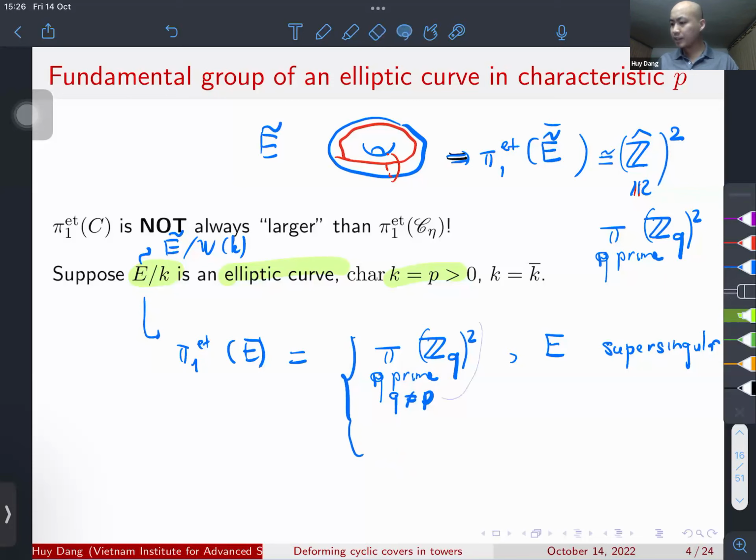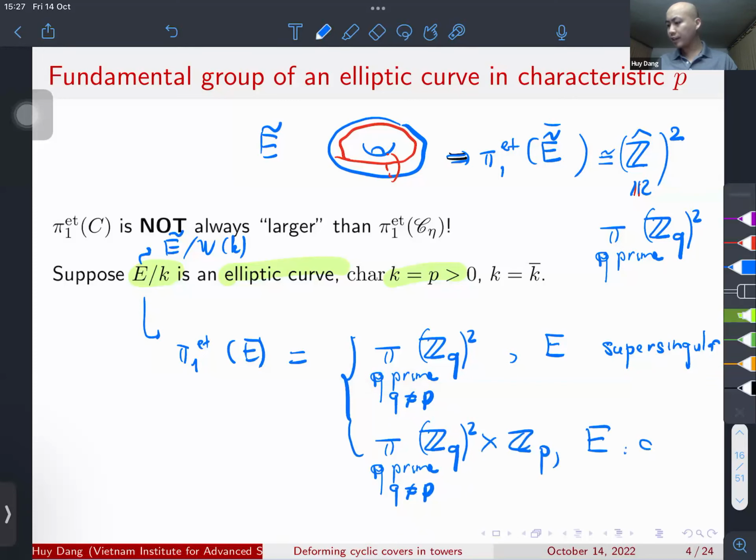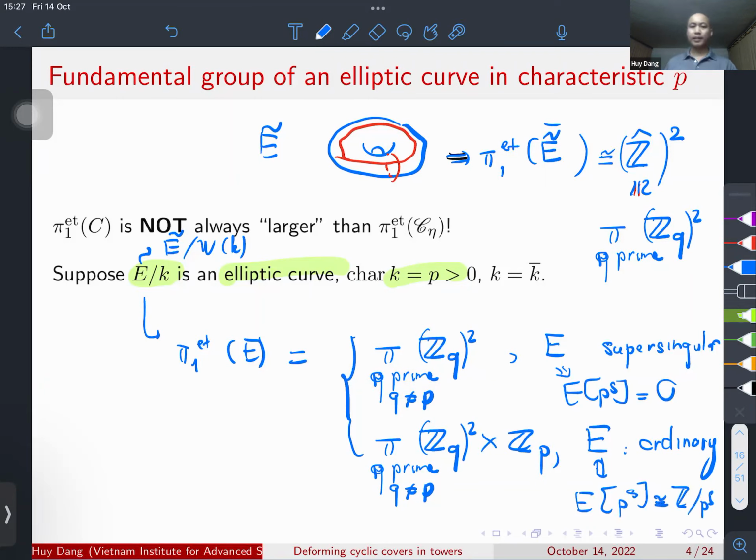And the same thing, you also have the other possibility, times Z mod P, when E is ordinary, so it's an ordinary elliptic curve. Supersingular simply means the P torsion is trivial, and ordinary means the P torsion is what it is, Z mod P. It's like this. Okay. So it is actually smaller, right? As you can see. So we should be careful about that. Not anything in characteristic P has a bigger fundamental group. Okay.